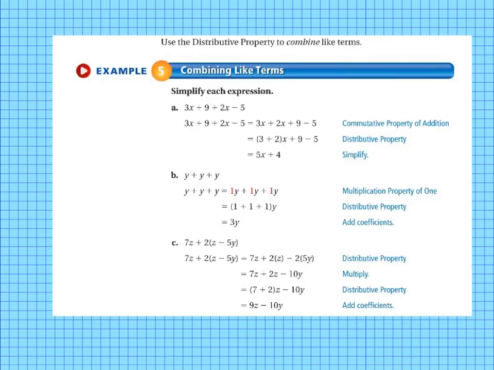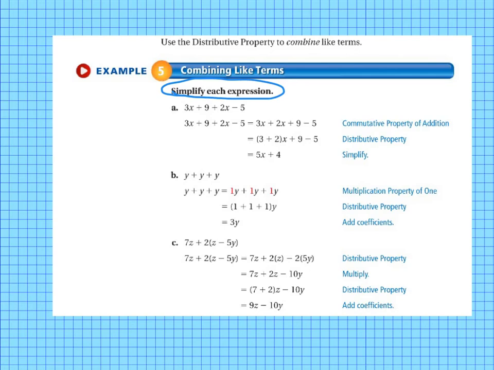So let's go with our last example, which is actually 3 examples combined into one. And it is combining like terms. So it says we're going to use the distributive property to combine like terms. And we're simplifying each expression. So we're making it so there are as few terms as possible. So we have 3x plus 9 plus 2x minus 5. So we need to think about what our like terms are. And it says we're going to use the commutative property of addition. So that means we just rearrange things so that they're next to the neighbors that they like.